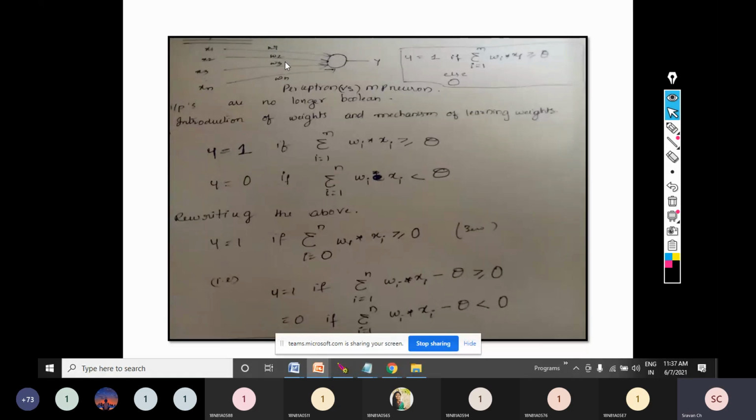And apart from Boolean inputs, perceptron can accept non-Boolean inputs also, and the output of perceptron can be a real value or it can be a Boolean value. So all the limitations of the MP neuron, we can overcome using perceptron. We have seen that.